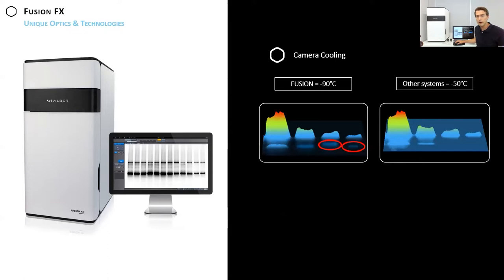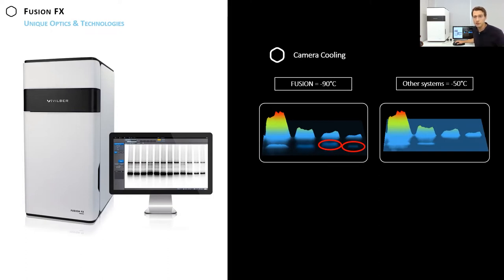So this camera has proprietary optics and unrivaled specifications. The main specification that affects sensitivity is the cooling of the camera, because cameras generate heat, and heat generates noise within the image, which affects the faintest signal detection.